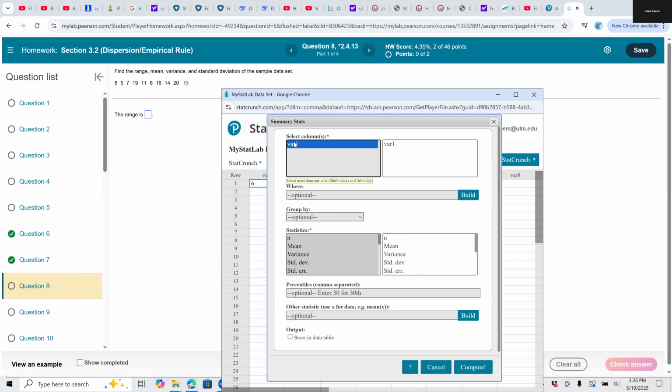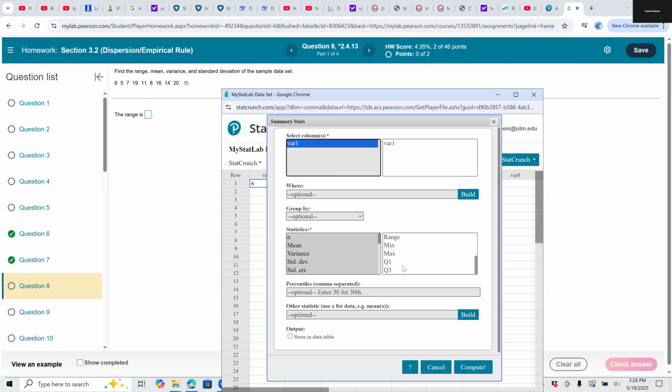Then you select the column, and you see here a lot of things are selected by default. Mean, variance, standard deviation, these are selected by default. And here you want it for the sample data. As far as range or mean is concerned, it doesn't matter whether it's sample or population. So we will hit the compute button.